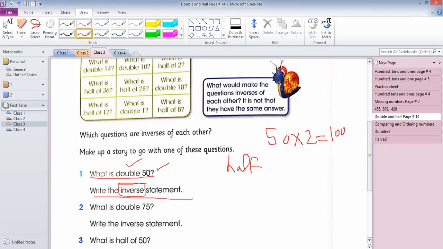Then we will write the inverse statement. What will be the inverse statement, guys? We will write this question the same, but instead of double, now we will write half. What is half of, we will not write 50 then, we will take the answer. We will write what is the half of 100. And then we will find the half of 100 by dividing 100 by 2, and we will get 50 again.